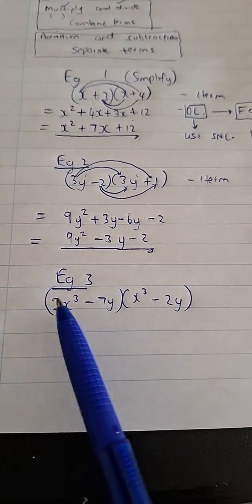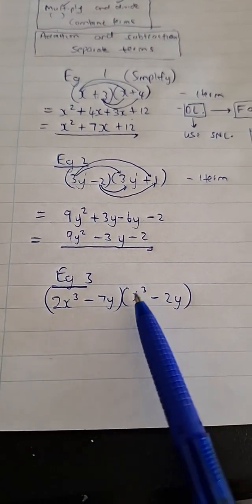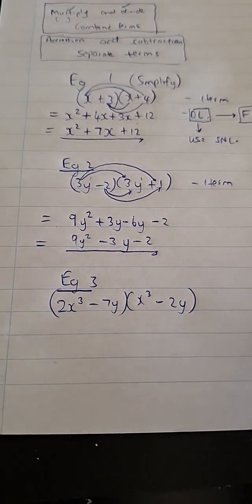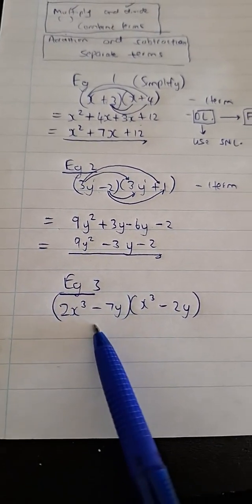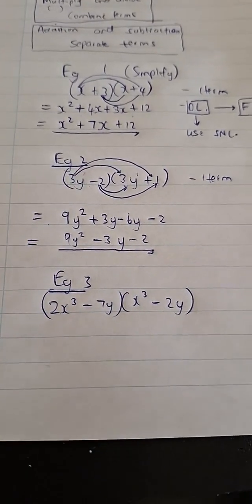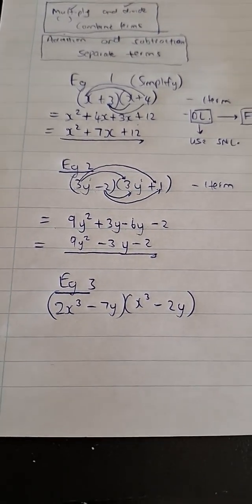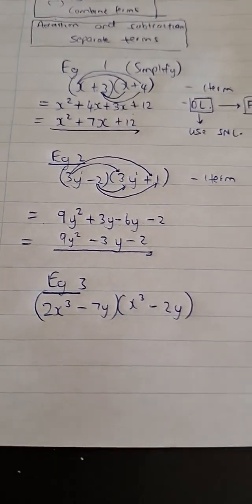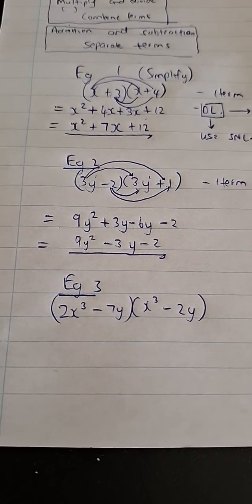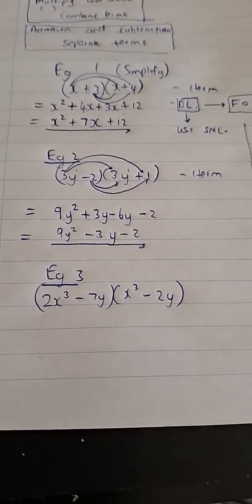If you look at each individual term, are these terms like terms? No, they are not. So therefore, that means this needs to be left as it is, and we need to apply what? Distributive law. In other words, FOIL, using S and L. All right? So let us go.